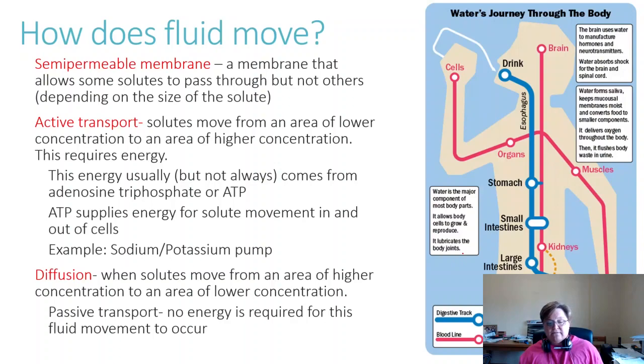But we can also have a process called active transport. That's when solutes move from an area of lower concentration to an area of higher concentration, and this requires some type of energy. Usually, not in all cases, but typically, we use adenosine triphosphate, or ATP, and that's the energy that allows us to do that function. ATP supplies energy for solute movement in and out of cells, and one of the great examples of this is the sodium-potassium pump.